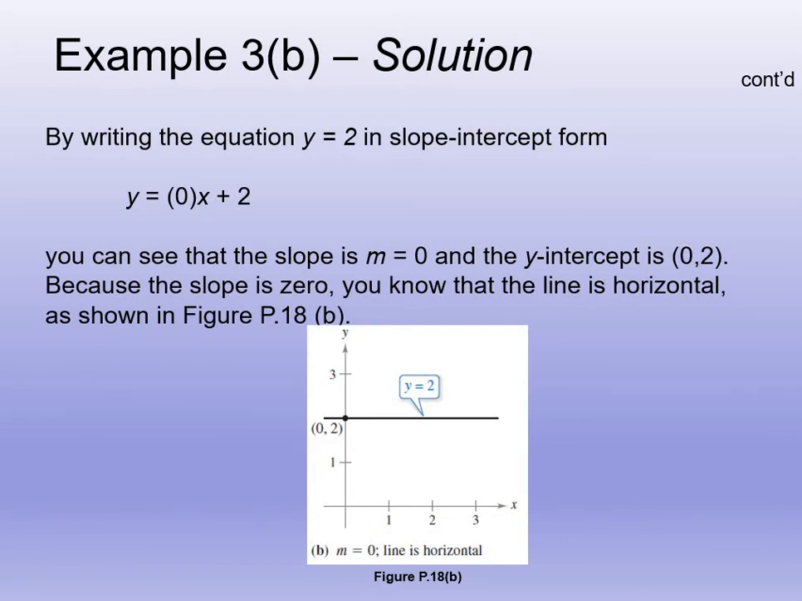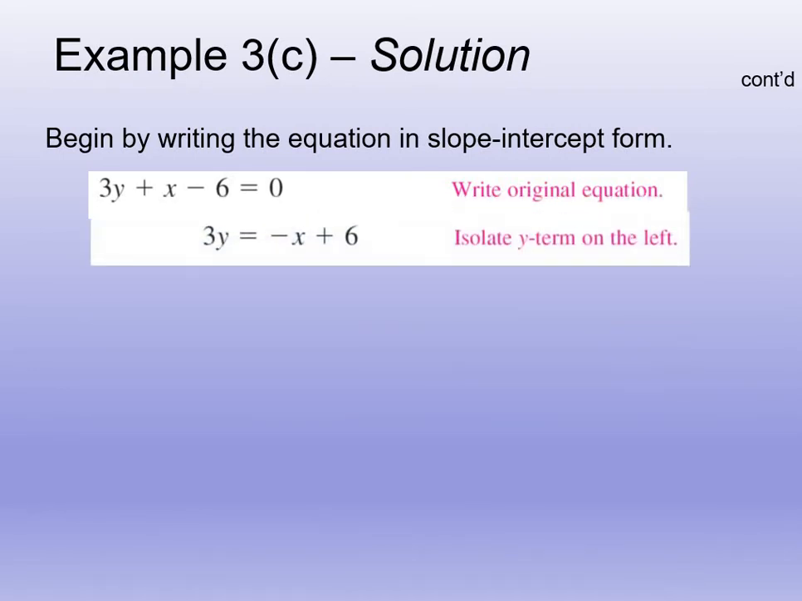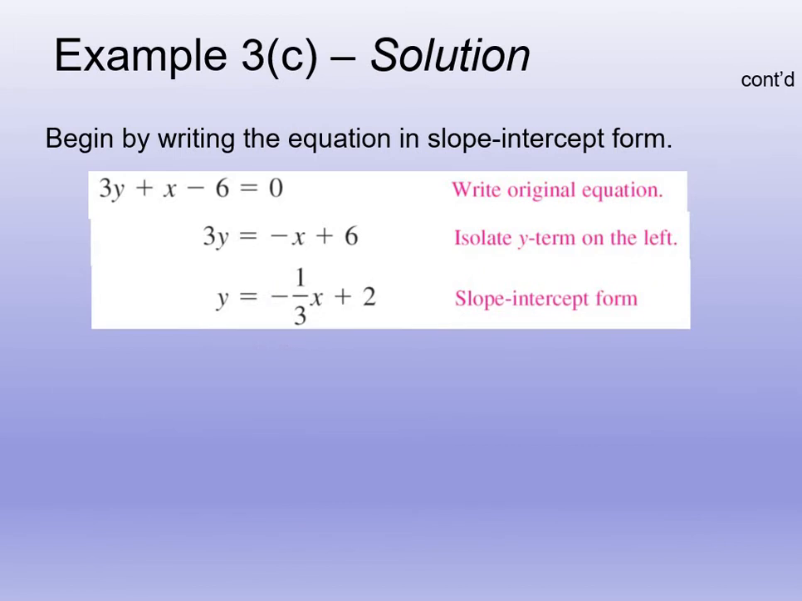All right, and then the last equation, this is standard form. We have 3y plus x minus 6 equals 0. We want to solve this for y so that we can see the slope and the y-intercept. It makes it a lot easier for us. So when we solve this, we move the x and the 6 to one side. Then we divide everything by 3. So our final equation here is y equals negative 1/3 x plus 2. So we know the slope is negative 1/3. That means we go down 1 over 3.